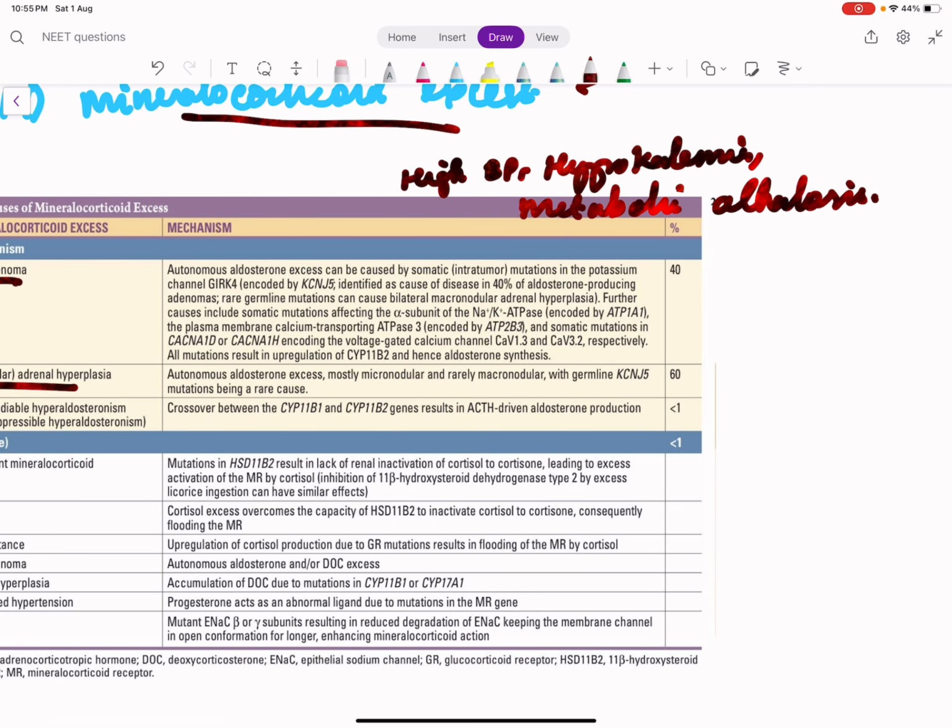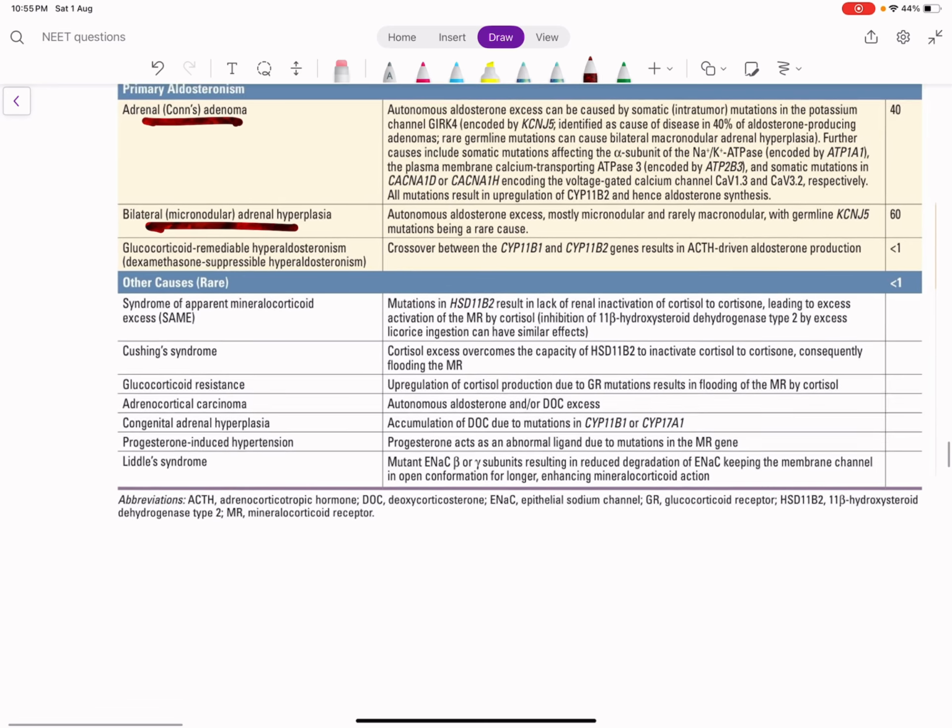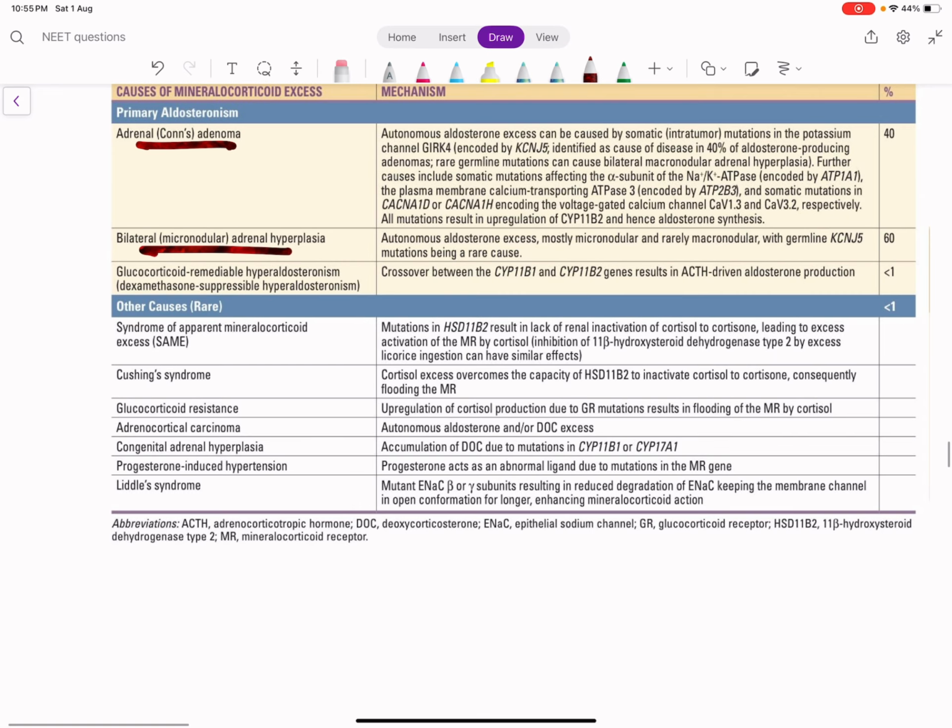This is the syndrome which occurs in Conn syndrome. We have some rare syndromes also. For example, glucocorticoid remediable hyperaldosteronism. It's a crossover between some genes.